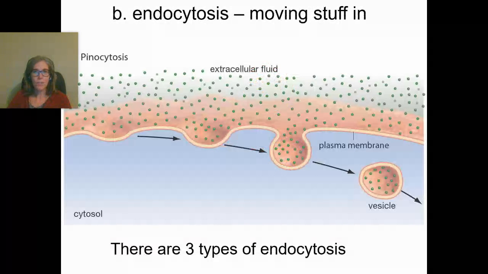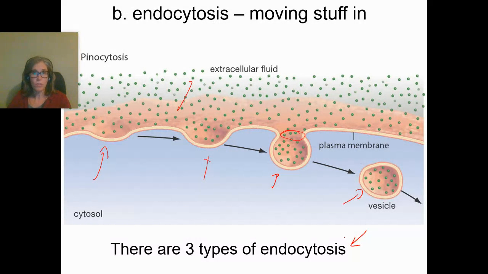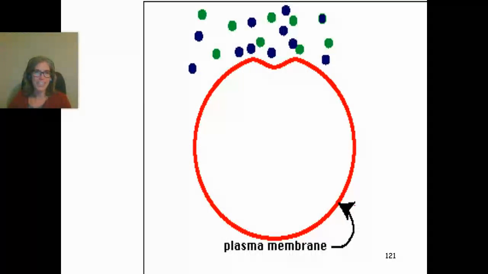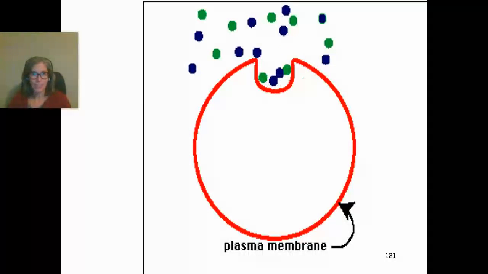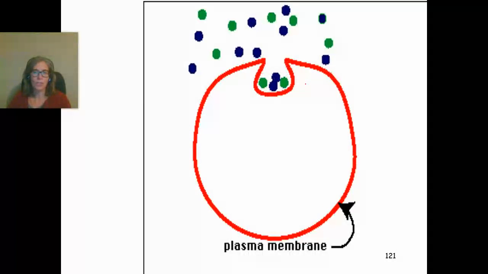Okay, endocytosis is the opposite. It's moving stuff in, so you can see the cell membrane here coming in and making a little pocket, and then more so, and then the proteins here will close this up and pinch it off, and you'll have a vesicle. There are three types of endocytosis. This is just an animation showing you taking materials into the cell, endocytosis, endo for inside.